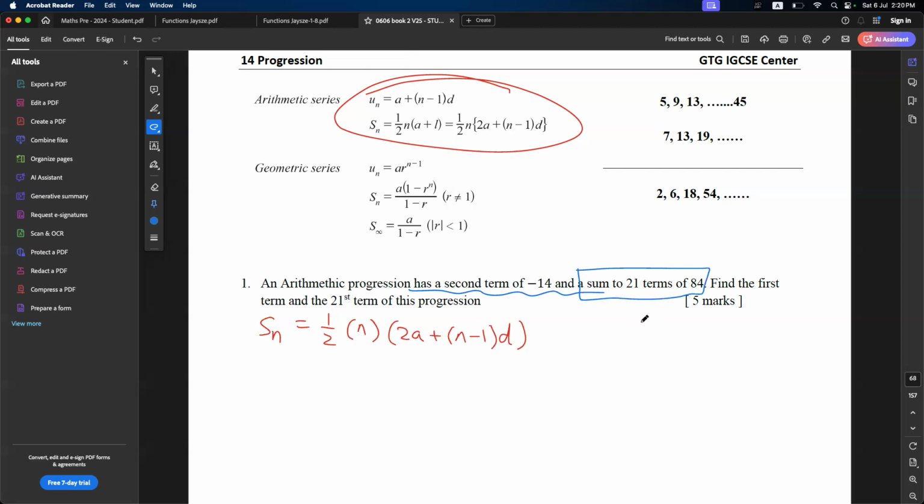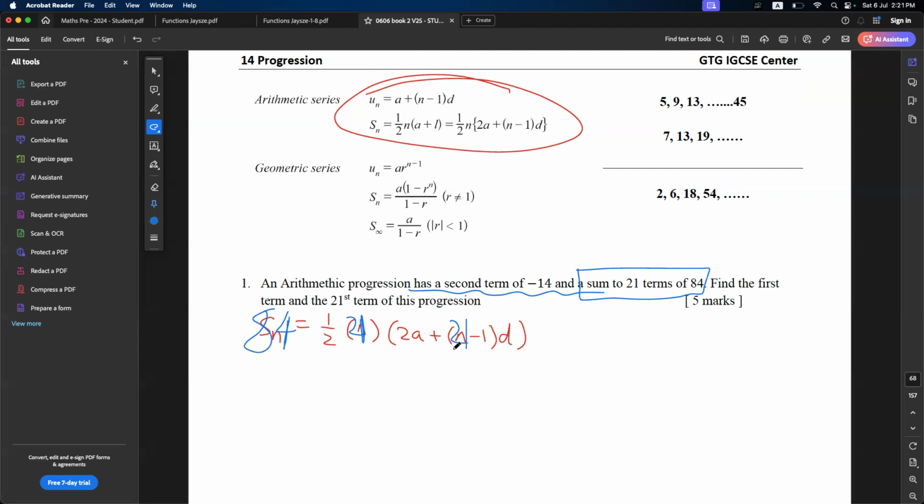What should I do here? I should substitute the values of this 84. This is a sum, so 84 goes here. Okay? And then sum to 21 terms, so 21 goes here. Right? This is my first equation already. Then notice how many unknowns do I have? 2 unknowns. In order for me to solve these 2 unknowns, what do I need? I need another equation with these 2 unknowns, right? Which, like I said, is your first equation here.